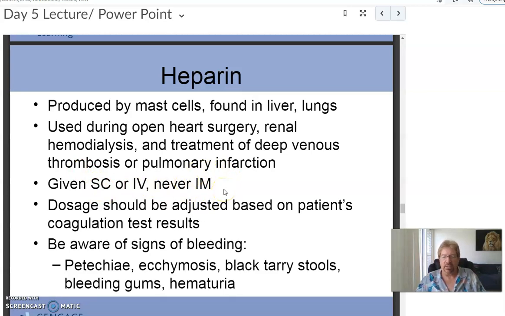They can be given subcutaneously or by IV, but never intramuscularly. Why? I'm sorry, but I don't know. Dosage should be adjusted based on the patient's coagulation test results. Of course, they can test for all that. Be aware of the signs of bleeding.